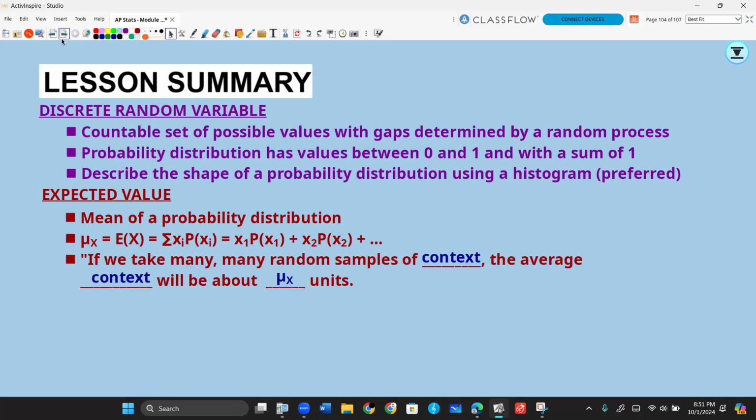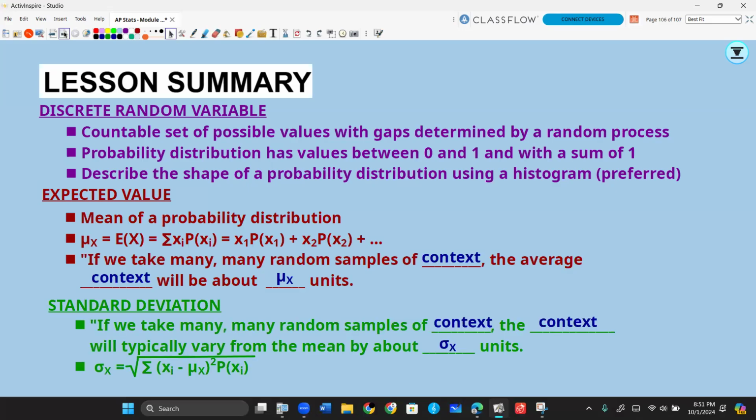Expected value is the mean. So it's the mean of a probability distribution. It is literally the value times the probability plus the value times the probability and so on. We're going to be asked to interpret it. So if we take many random samples of whatever we're taking a sample of, the average in whatever context we're talking about will be about whatever the mean is. Always use context in that problem.